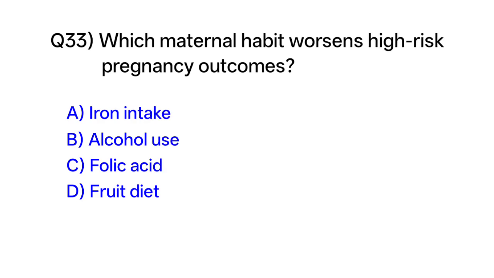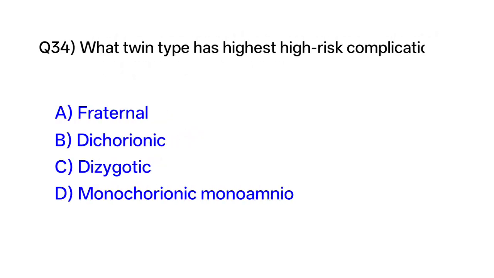Question number 33. Which maternal habit worsens high risk pregnancy outcomes? The correct option is B. Alcohol use. Question number 34. What twin type is highest risk in complication? The correct option is D. Monochorionic and monoamniotic.